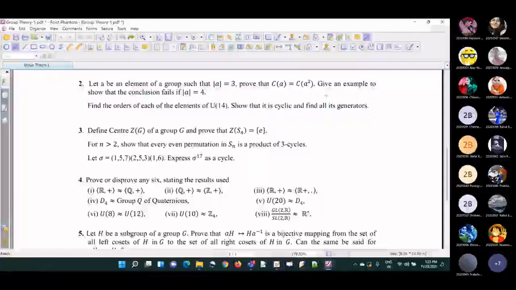The elements having order 6 in this particular case will be the generators of U14. And one more thing you should note down: if a is a generator, then its inverse is also going to be a generator. So the generators, in fact, come in pairs.